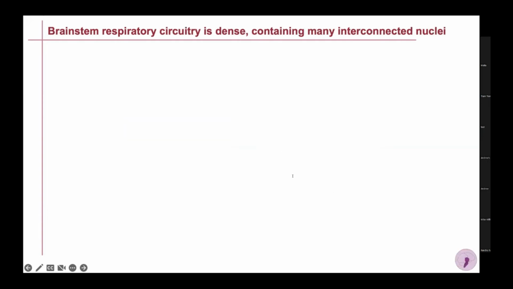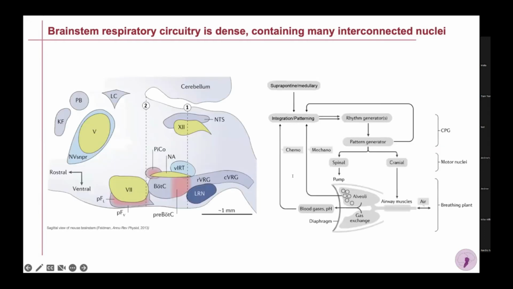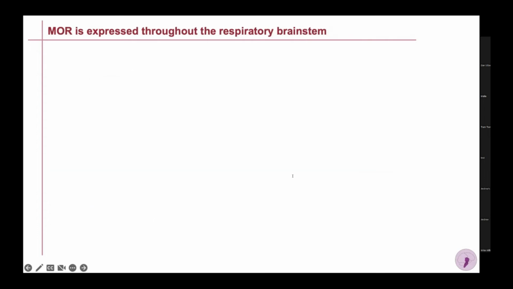However, identifying the neural location of OIRD has been complicated by the fact that the respiratory circuit spans the entire nervous system, though it is primarily driven by a number of nuclei in the brainstem, shown here in a sagittal view. These nuclei can be grouped into central pattern generators, patterning and modulating nuclei, and motor nuclei. I've been studying opioid receptor expression in these pathways using transgenic mice that express fluorescently tagged opioid receptors, which I can image to assess distribution throughout the brainstem. One of my primary findings is that the mu opioid receptor is expressed diffusely throughout these respiratory nuclei, while other receptors are more sporadic.